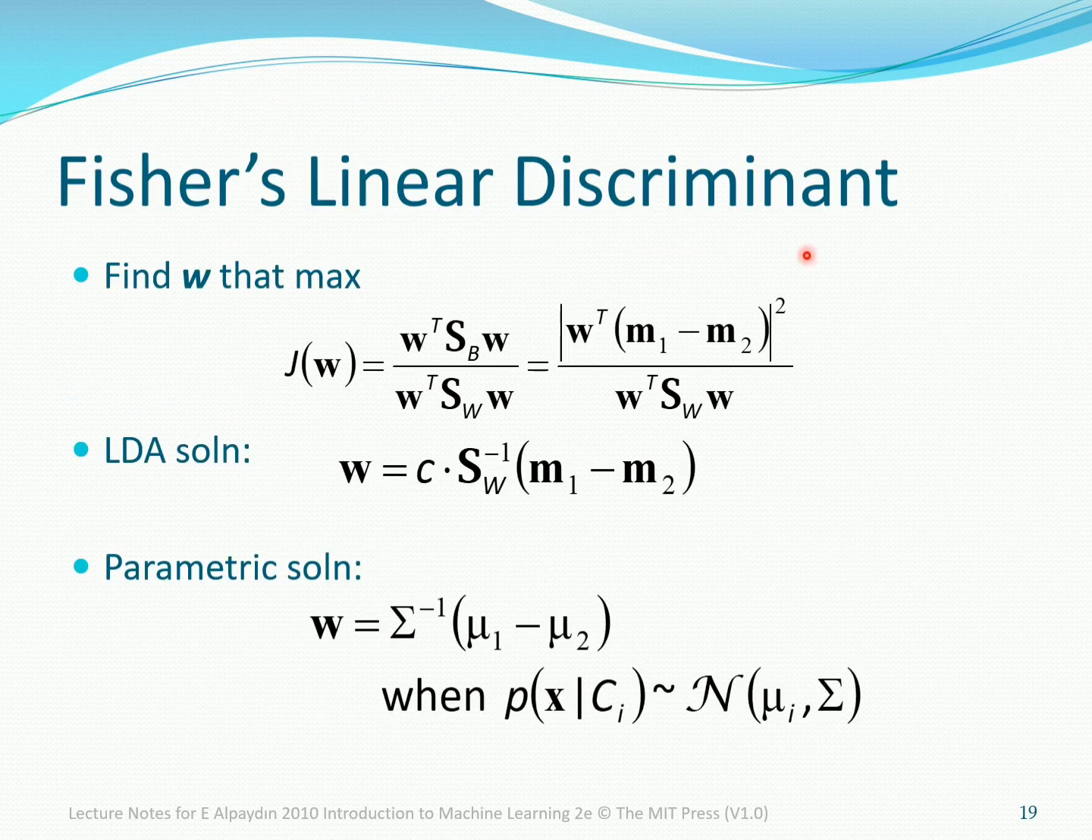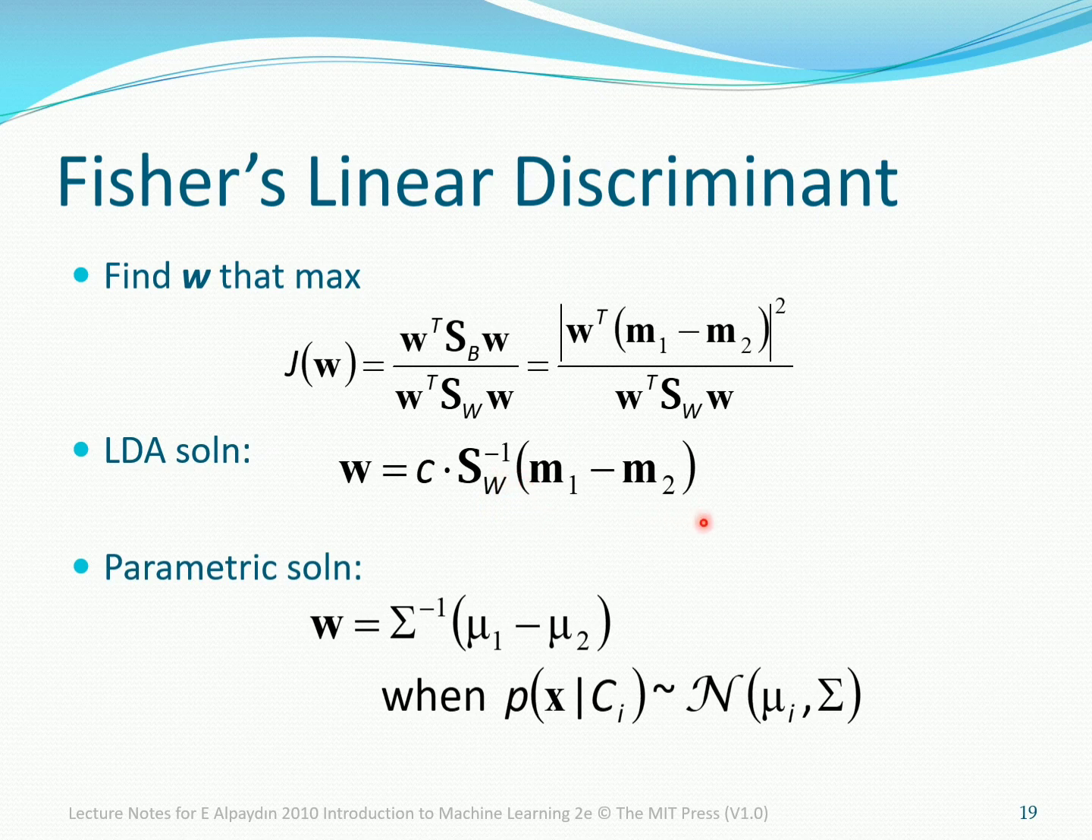Fisher's linear discriminant finds W that maximizes J(W) = (W^T S_B W) / (W^T S_W W) = |W^T(m1 - m2)|² / (W^T S_W W). The LDA solution gives W = c · S_W^(-1)(m1 - m2).